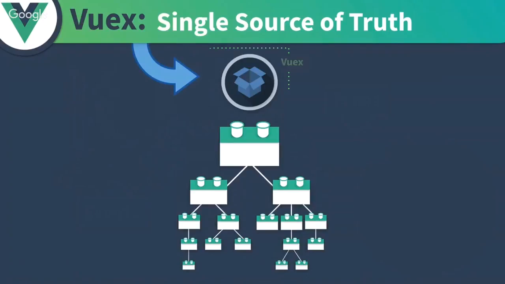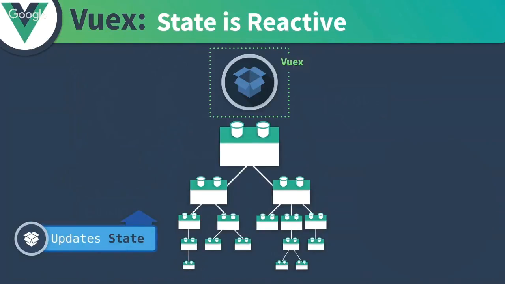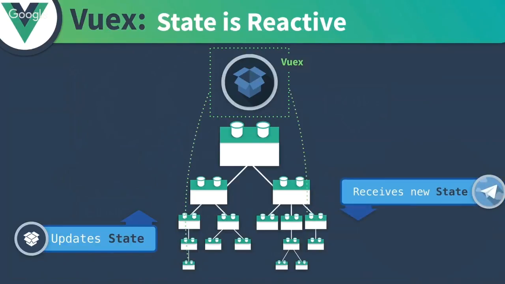This is what Vuex provides, and every component has direct access to this global state. And just like the Vue instance's data, this global state is reactive. So when one component updates the state, other components that are using that data get notified, automatically receiving the new value.